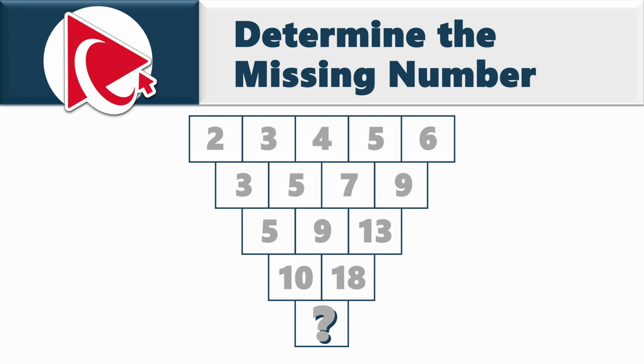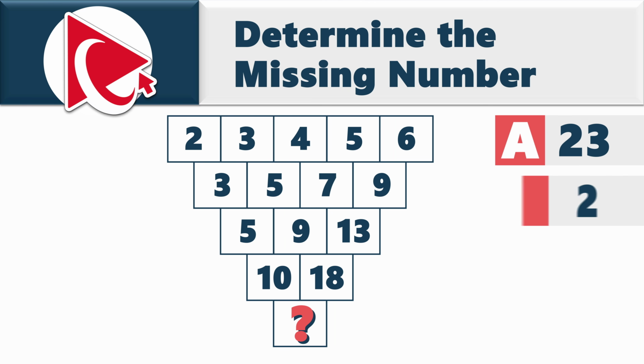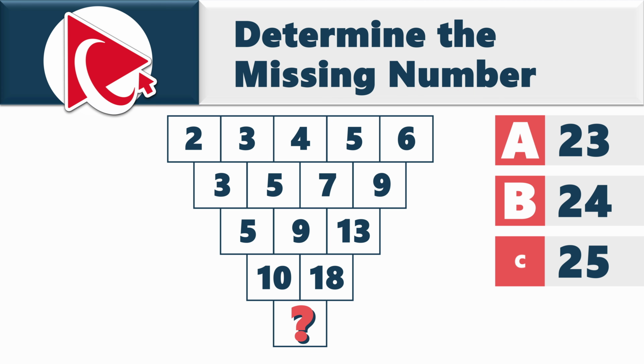You're presented with a reverse pyramid. The pyramid has numbers inside. Starting with row 1, the numbers are 2, 3, 4, 5, and 6. You see the pattern here? The next row has numbers 3, 5, 7, and 9. Then the third row has numbers 5, 9, and 13. The fourth row has numbers 10 and 18. And then the fifth row, it's only one number and it's missing. You need to calculate and select the missing number out of 4 possible choices. Choice A, 23. Choice B, 24. Choice C, 25. And last but not least, choice D, 26.